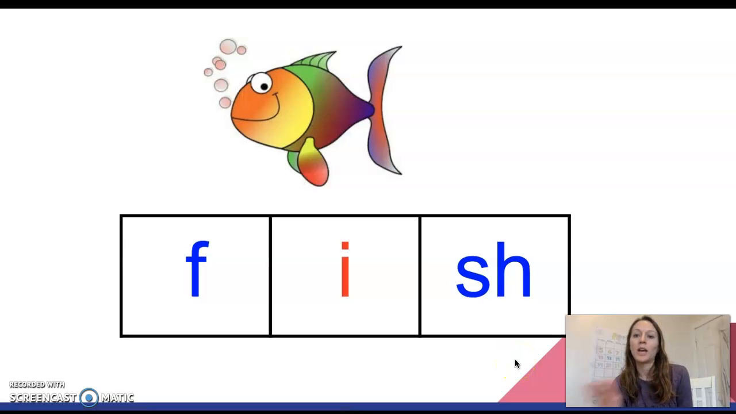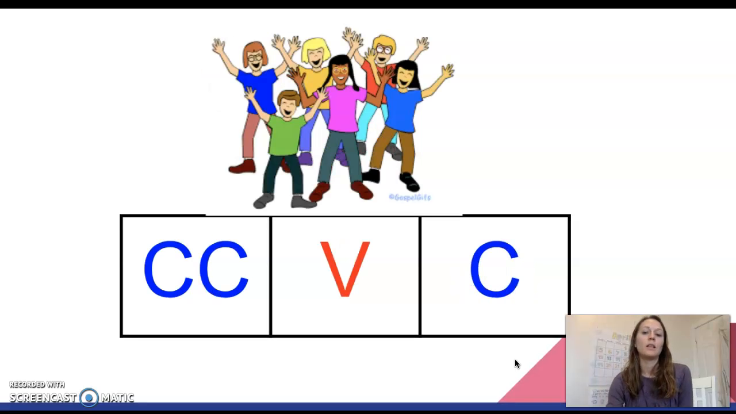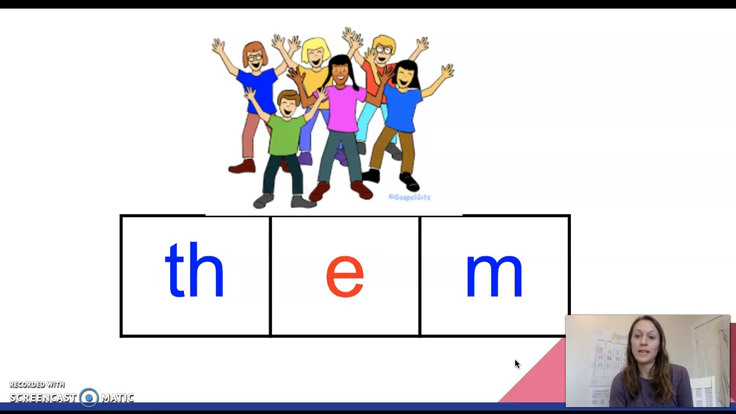Now you can also have digraphs at the beginning of the word and not just the end. Let's think about the word them. Can you say them with me? Them. Them. What says th? Did you say th? Then you are correct. Th, is e, and is m. Them.